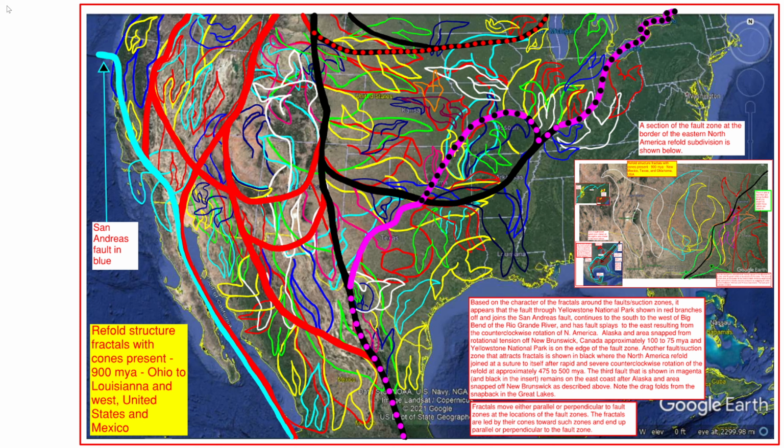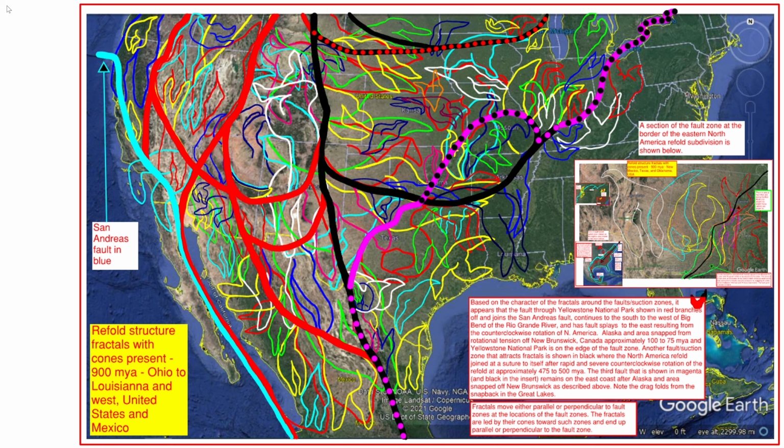Okay, this is the same as the previous slide. This is Ohio to Louisiana and west, United States and Mexico. I just drew in the faults based on the character of these refold structures. They're like little Rodinias with the cap still intact, the top cap and everything. And again, they're based on the character of these, where the energy is guiding these cone sections, and the refold structure fractals are either parallel or perpendicular to the fault line. So I drew the fault lines in. There's a system here of faults, and it all makes sense. There's rhyme and reason to this. So let me read the text boxes.